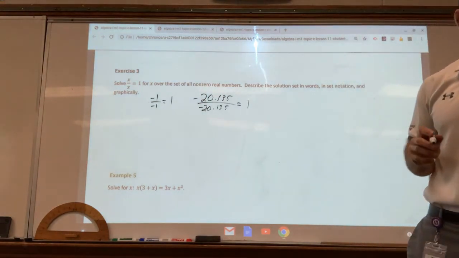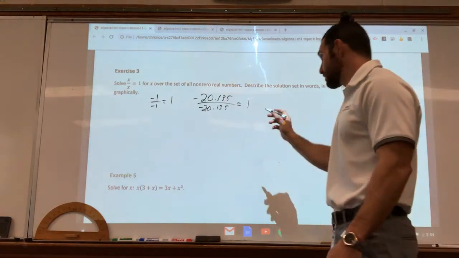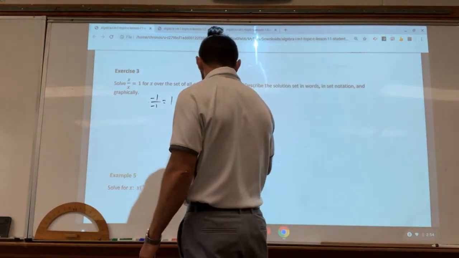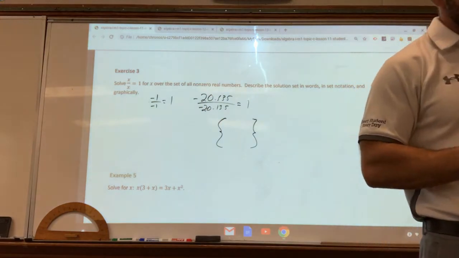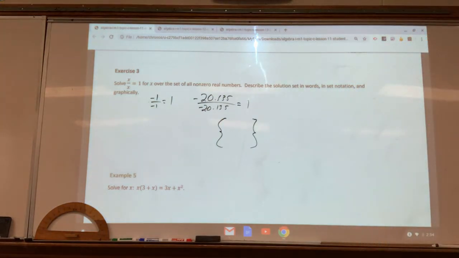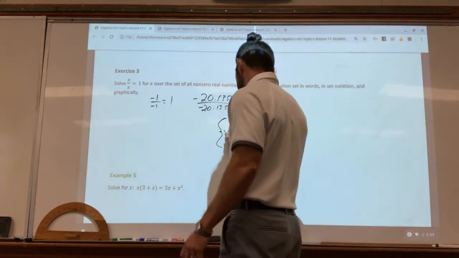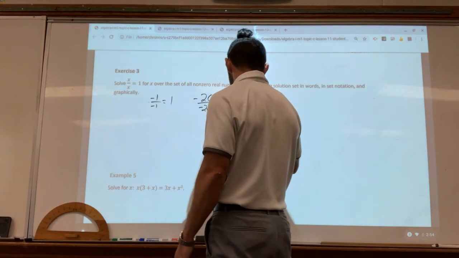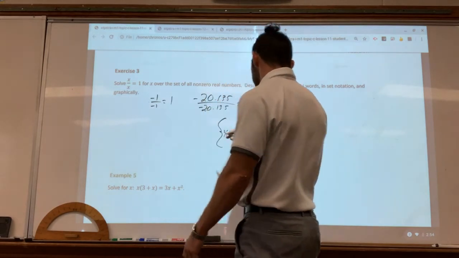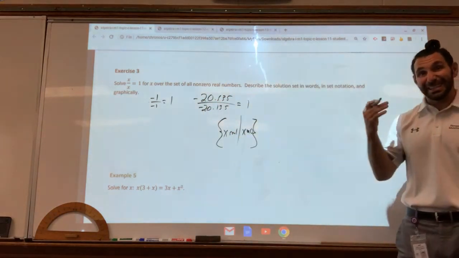So how would I set this up in notation? Well, I would say something to the effect of, for all real numbers. So you would actually need to write, x has to be a real number. So I would say x is real, and then I'd put a line, and I'd say x cannot equal 0. That's the only thing that it's not able to be.